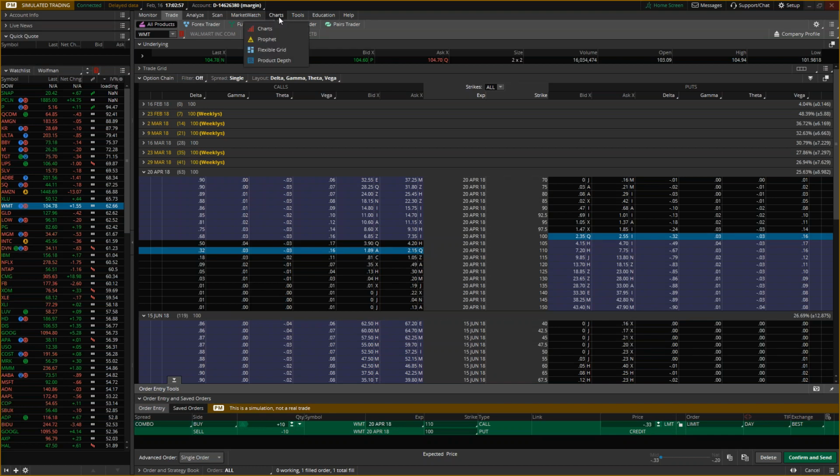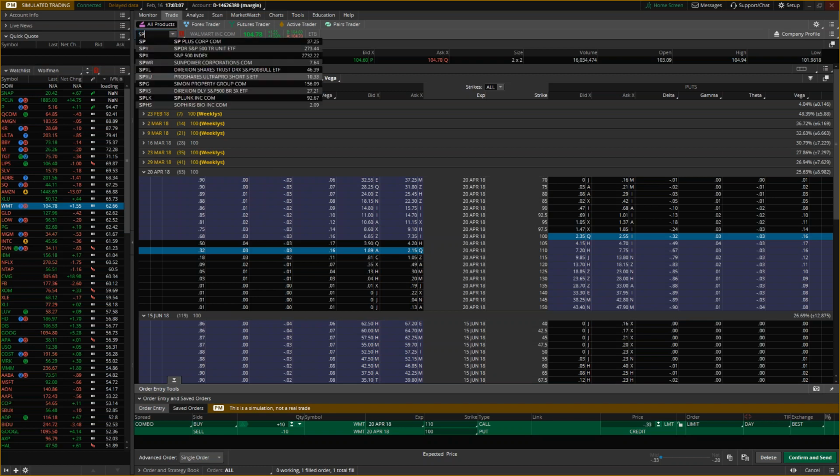Does that make sense for you guys? All right, I saw a couple other people were throwing out a couple of them. I think SPX was one of them. Yeah, you can totally do this on SPX.